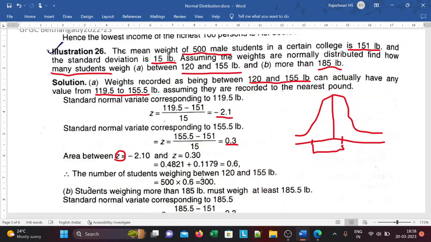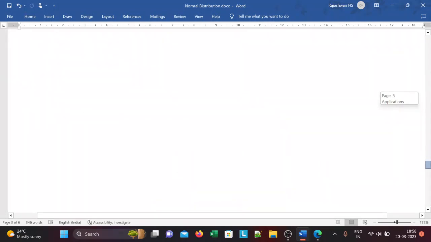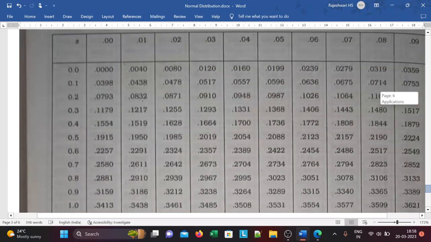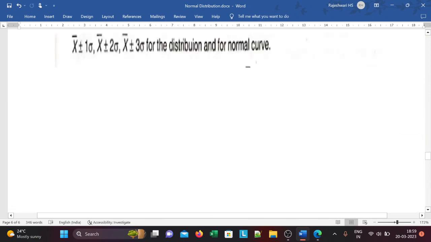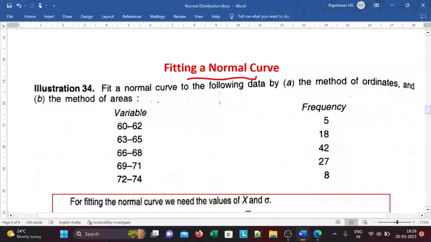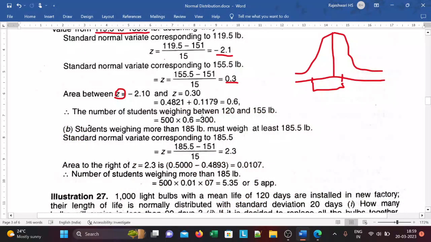So for minus 2.1 the value is 0.4821. And again we need to check the table value for 0.3. For 0.30, it is 0.1179. So we have 0.4821 and 0.1179.